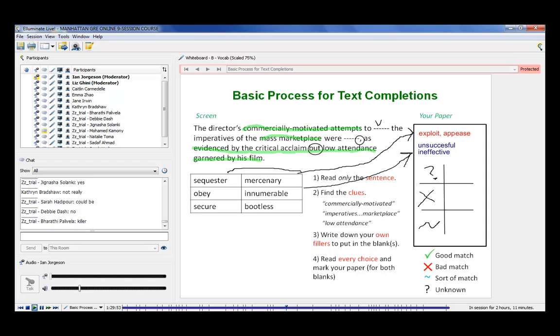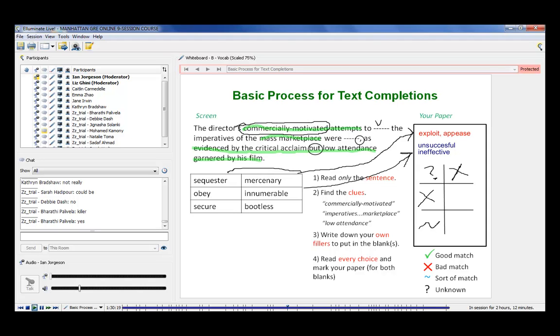Yeah, mercenary is someone who fights for money. This is the trap answer, right? Because we're talking about commercially motivated. We might describe the director as being mercenary, but his attempts weren't mercenary. His attempts were unsuccessful. So mercenary has to be an X. That's the real trap on this one.